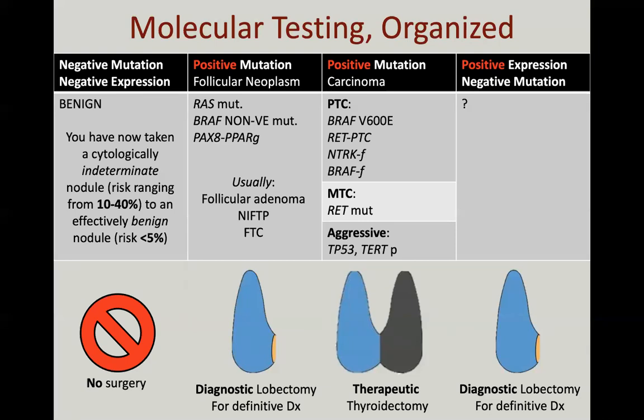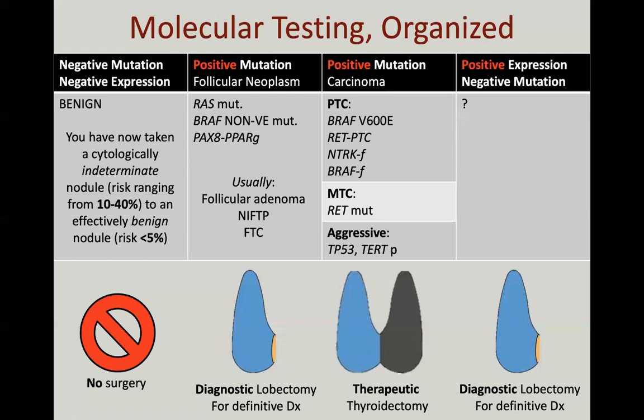If you have a positive mutation that's in a carcinoma, BRAF V600E, RET PTC, NTRK, right? I'm starting to sound like a broken record, or something aggressive like a TERT promoter. You're probably gonna get, if not a diagnostic lobe, at least a total therapeutic lobectomy or a therapeutic total thyroidectomy, depending on the extent of disease. Remember, we said that low risk, small cancers might just undergo a therapeutic lobe, but higher risk, larger cancers might undergo a therapeutic total, okay?